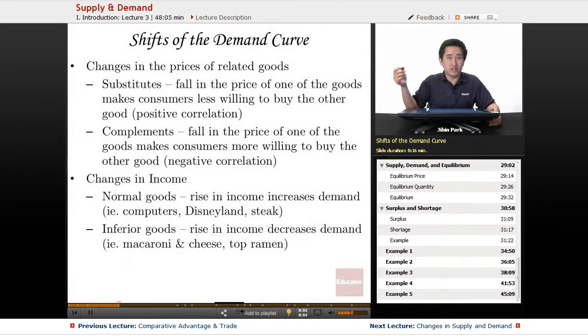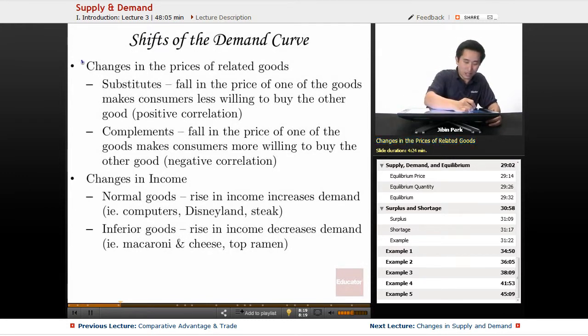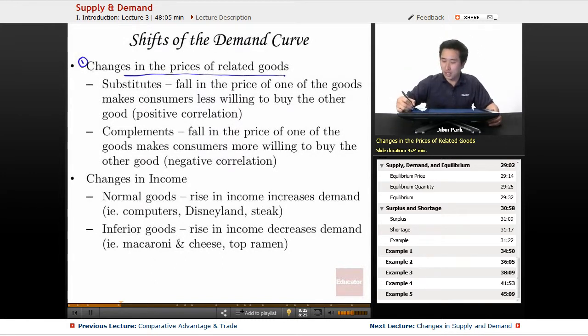So what would cause a shift in the demand curve versus a change in quantity demanded? Let's go ahead and first look at what would cause a change in the entire demand curve. What would cause it to either shift to the right or to the left? The first reason you can come up with is a change in prices of related goods. There are two different things we're going to look at: substitutes, and then complements.